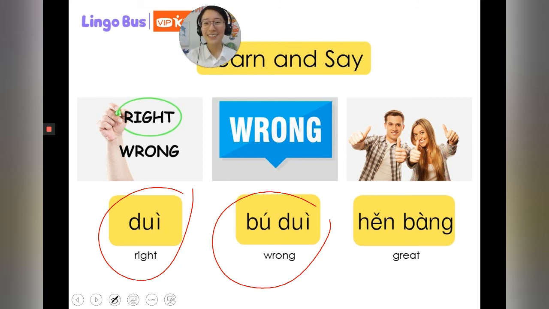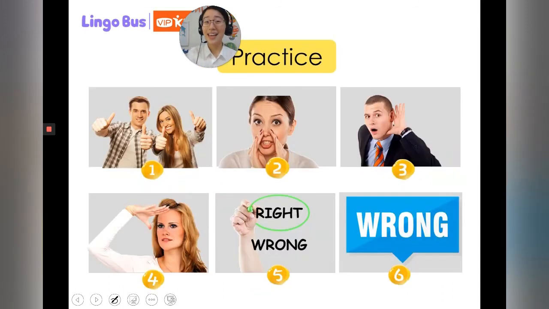不对. 很棒. And great in Chinese is 很棒. If your student did a great job, you can say 很棒. You're great. 你很棒. Okay, now let's quickly review what we have learned.